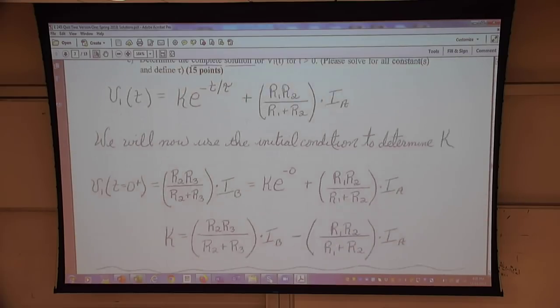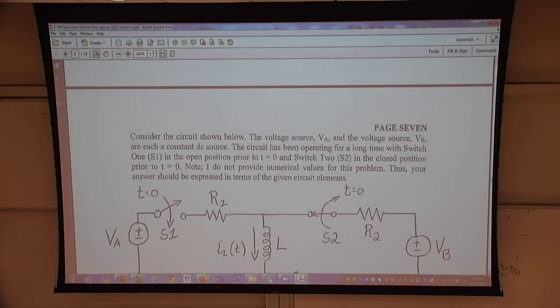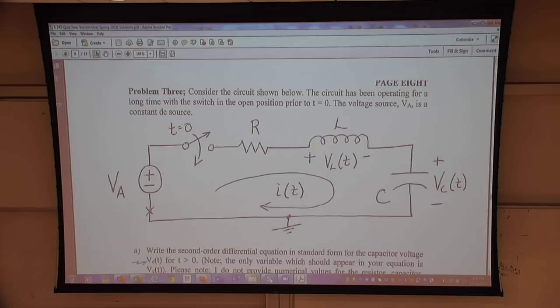So what I'm going to look at is problem 3. Okay? So easy circuit to copy. While you're copying, I'll erase. All right. Now, some of you will hopefully remember all of this. So it says here, you got this circuit. The switch has been open for a long time, and V sub A is the DC source.